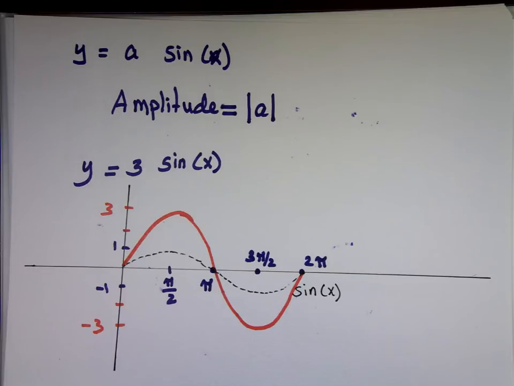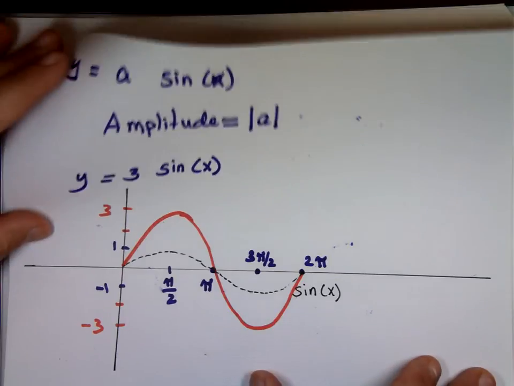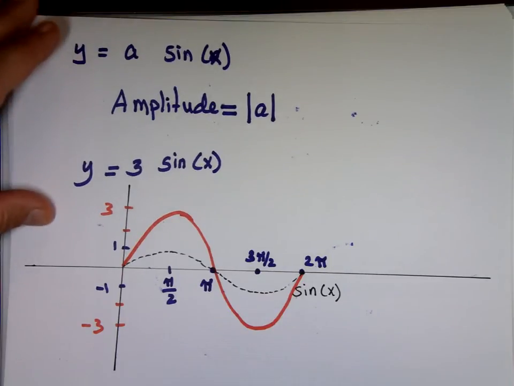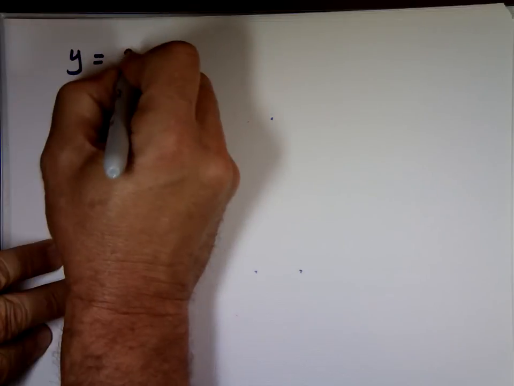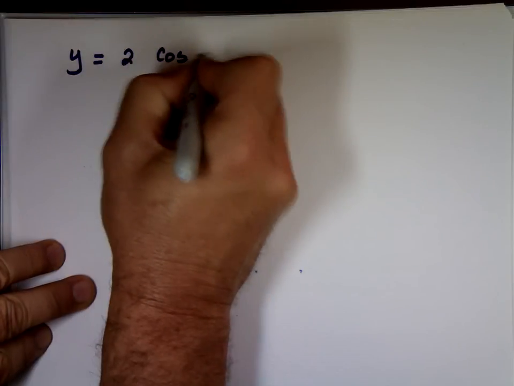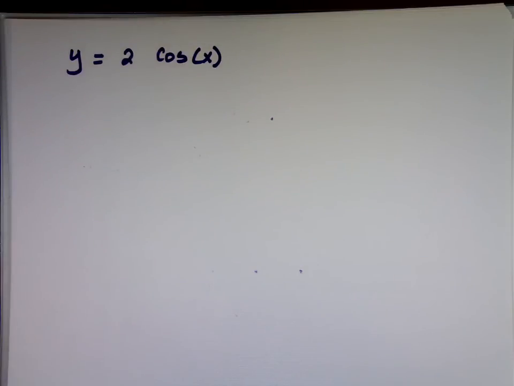Let's try another one. I'll give you a minute to think about it. I'll put it there. I won't be quiet for a while because the camera's running. You try y equals 2 cosine of x. Start with the cosine function. What does it look like? Then see what the 2 does.